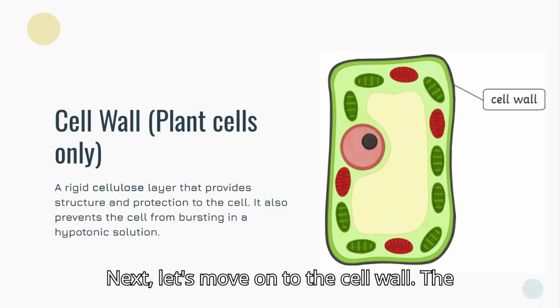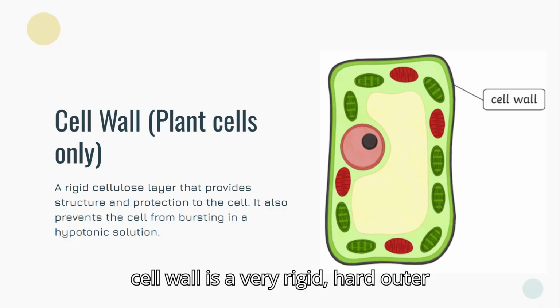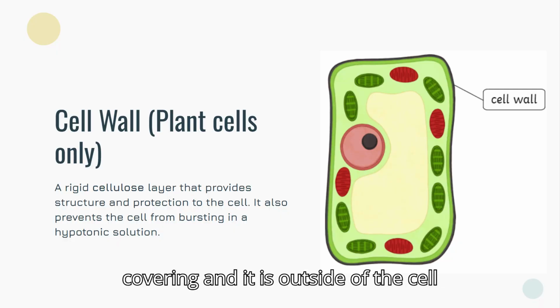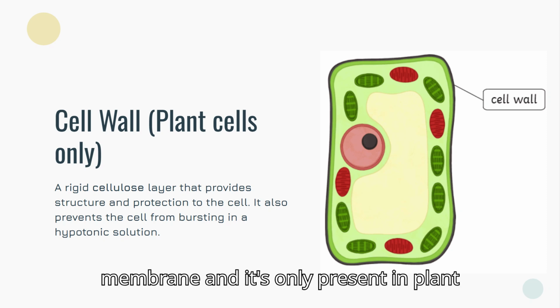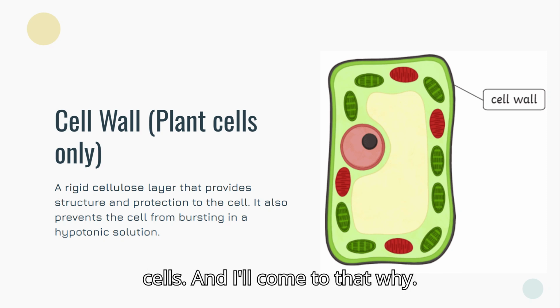Next, let's move on to the cell wall. The cell wall is a very rigid, hard outer covering, and it is outside of the cell membrane, and it's only present in plant cells. And I'll come to that why.